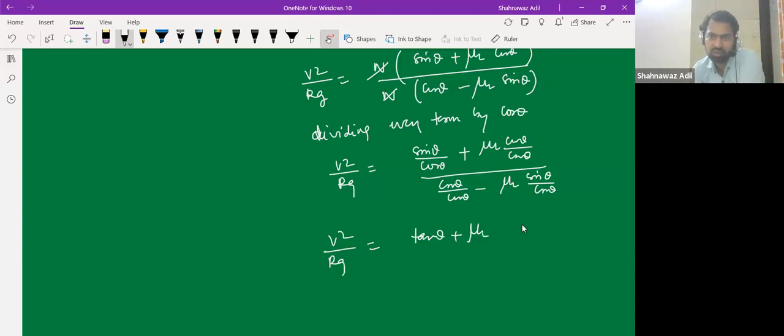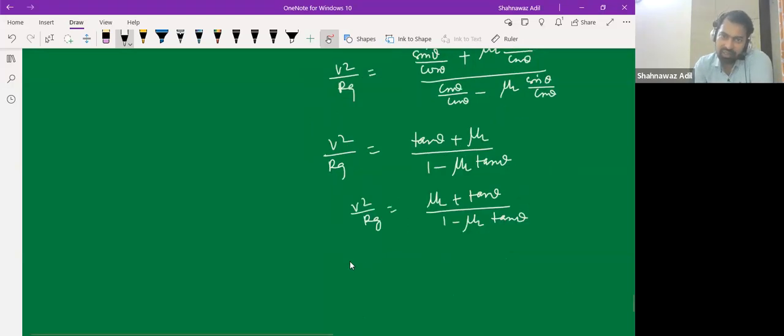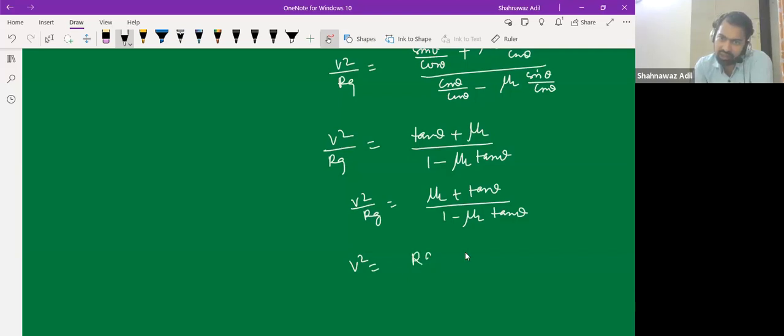So why do we want tan theta here? Because sin theta and cos theta are different quantities, and conventionally we want it to be consistent, with only one trigonometric function. So then we have only tan theta. So if I write it as mu l plus tan theta over 1 minus mu l tan theta, and then I take rg to the right hand side, this would be rg multiplied by mu l plus tan theta divided by 1 minus mu l tan theta.